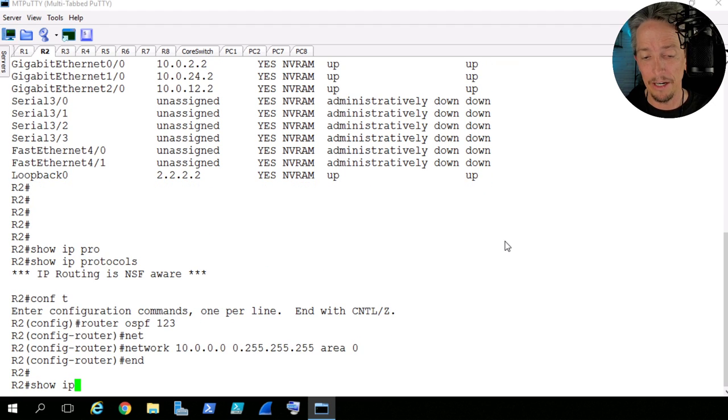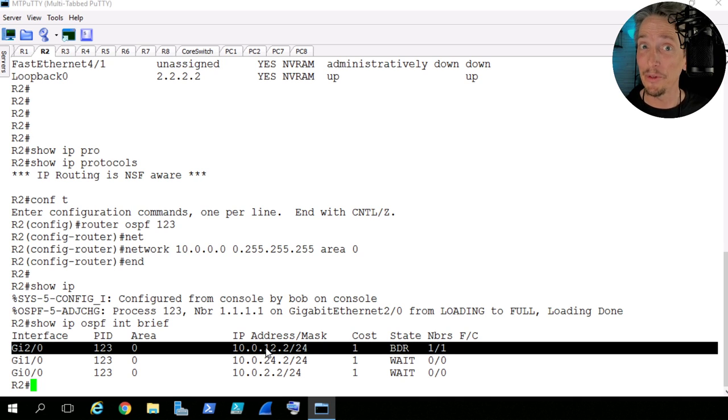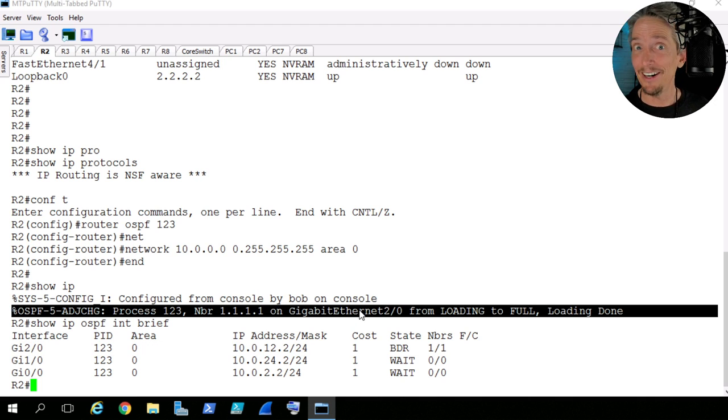So we'll do a show IP OSPF interface brief. And sure enough, now on this network segment right here, this is gig 2/0. That's the common interface that's between R1 and R2. And because there was a DR already there, it was set up, and that was R1. Basically, R2 said, yep, I see the DR, and I will join in. There's no BDR, so it became the BDR. And in that process of the full adjacency forming, R2 and R1 went through init, two-way, exstart, exchange, loading, and full in just a matter of moments.